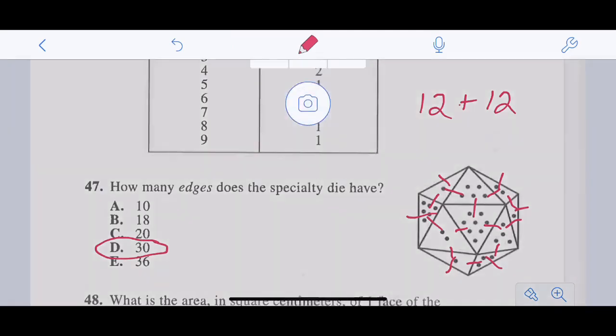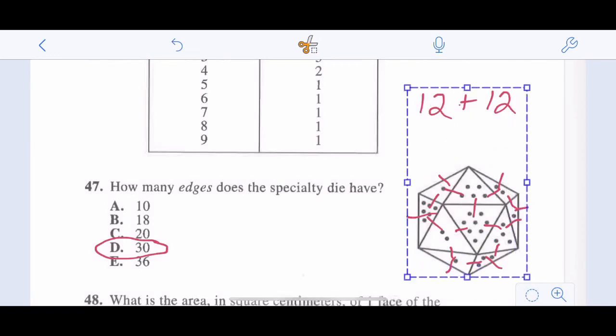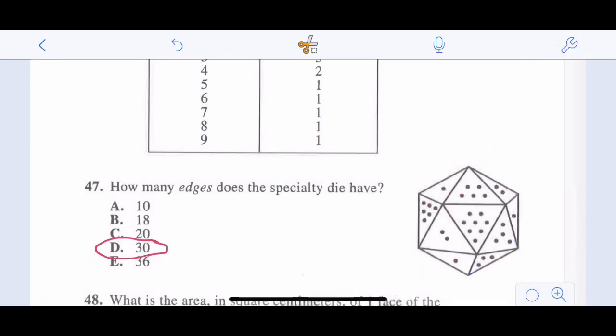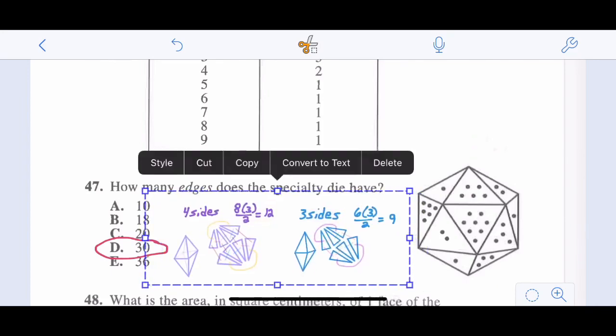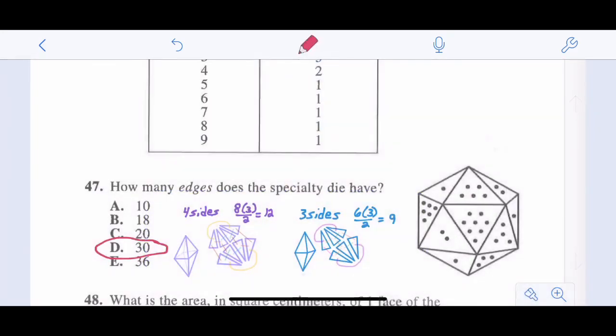If we wanted to do the formula, I'm not even sure exactly what the formula is, but we would have to do the number of triangles, 20, times the number of sides, divided by the shared side. Each triangle shares a side. That would be 60 divided by 2, which is also 30.